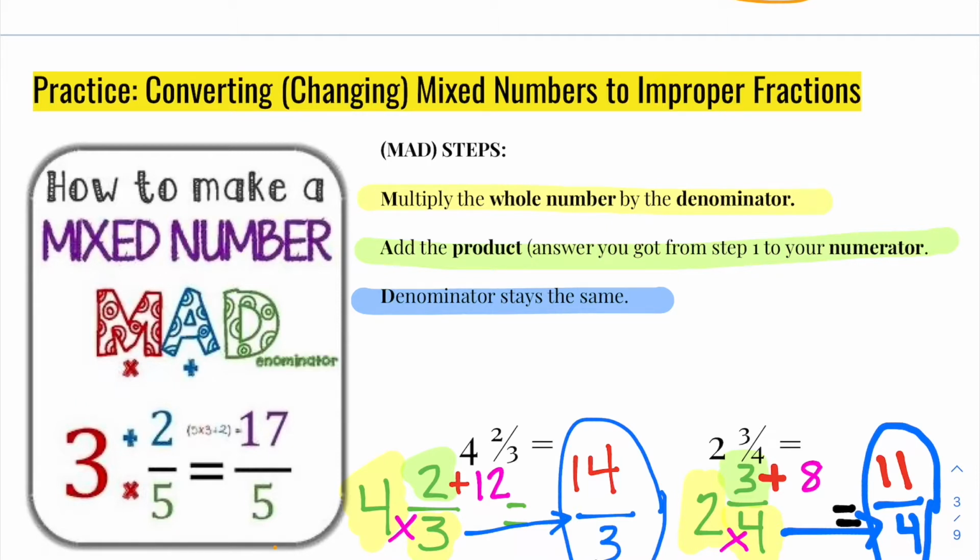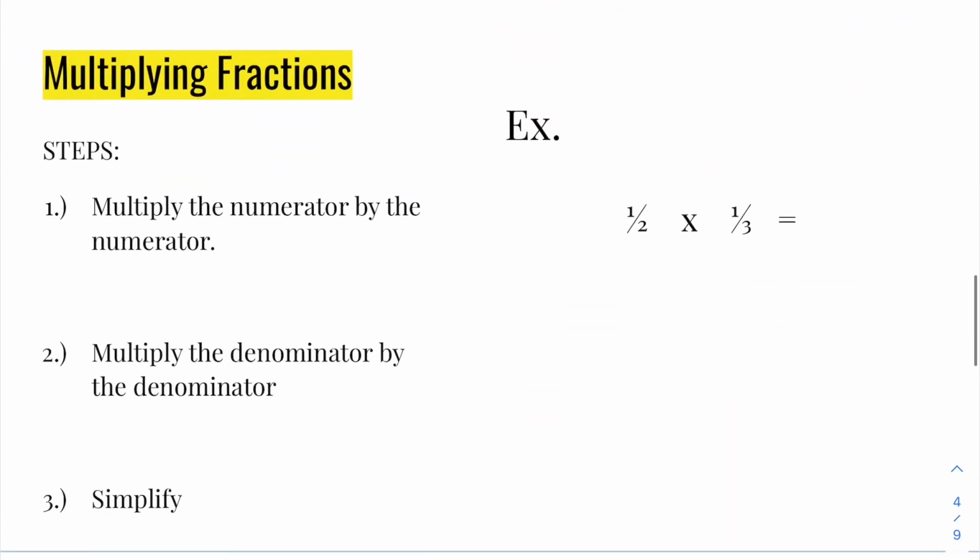Now let's practice the multiplication step of multiplying mixed numbers. All right, when multiplying fractions, there are 3 steps. First, you must multiply the numerator by the numerator. Then you multiply the denominator by the denominator. And then, if needed, you simplify. Let's look at our example. 1/2 times 1/3. I am going to rewrite it so I can organize my problem.